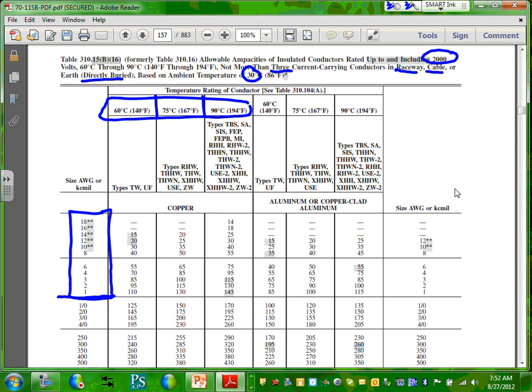Everybody knows that? Okay, now with 60-degree, the 2 insulations that come are TW and UF, and also an NM cable. We're not talking about cables here yet. We'll talk about conductors. Under 75, here's all the insulation commonly used under 75. Under 90-degree, here's all the combinations that you can use under 90-degree. Everybody can give me a thumbs up. We know that? Cool.